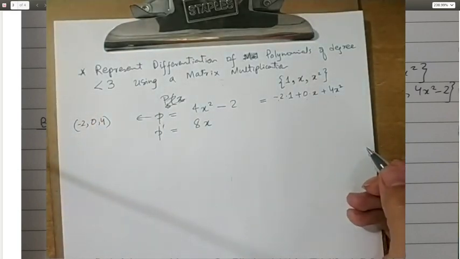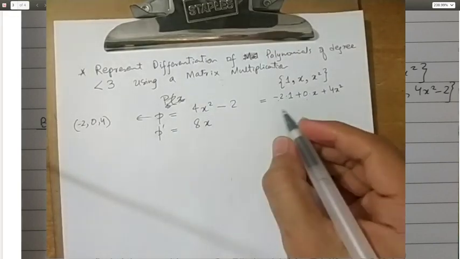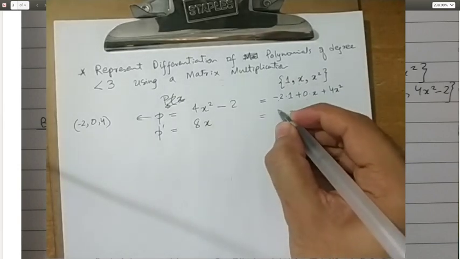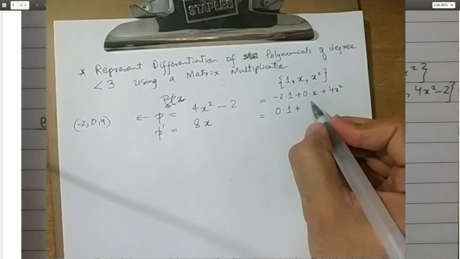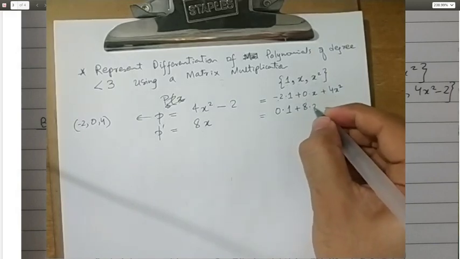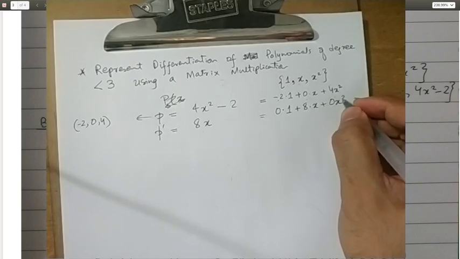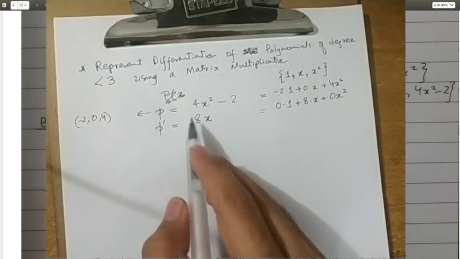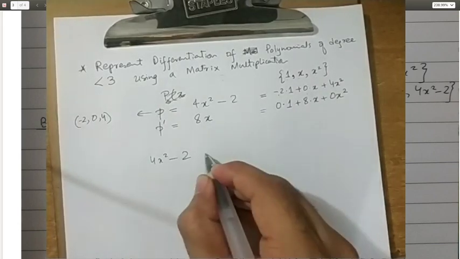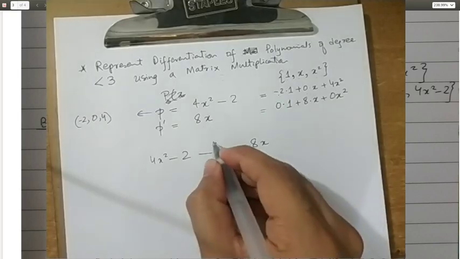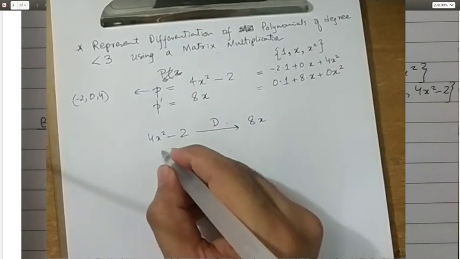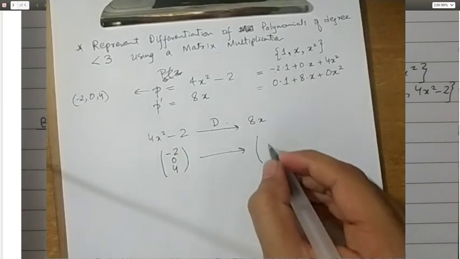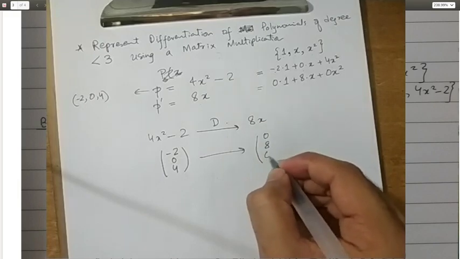If you differentiate it, it becomes 8x, and 8x can again be represented using these 3 basis vectors. There is no constant, so 0 times constant. There is one linear term, which is 8 times x, and there is no quadratic term, so 0 times x squared. So 4x squared minus 2 was mapped onto 8x using D, and in terms of coordinates, minus 2, 0, 4 was mapped onto 0, 8, 0.